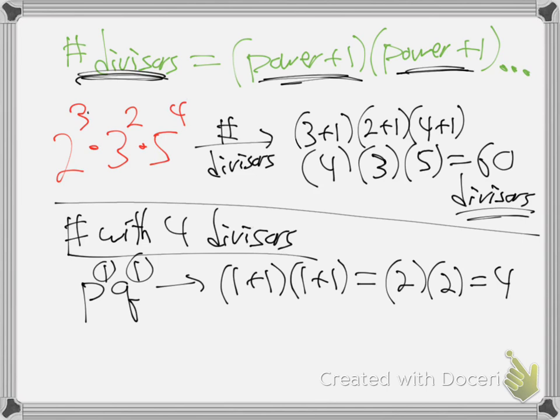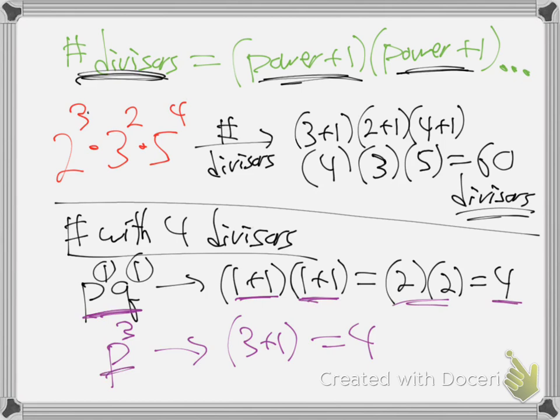But what's another fundamental way I can make it? 1 prime to what power? Third. Yeah, you get it? If you just have a single prime to the third power, that's going to have 3 plus 1, 4 divisors also. That's a fundamentally different way to build a number that has 4 divisors. You tracking with me? So you can take 2 different primes to the first power, and that'll be 1 plus 1 times 1 plus 1, 2 times 2, 4. Or you can take a single prime, any prime, to the third power, and it'll have 3 plus 1, 4 divisors also.